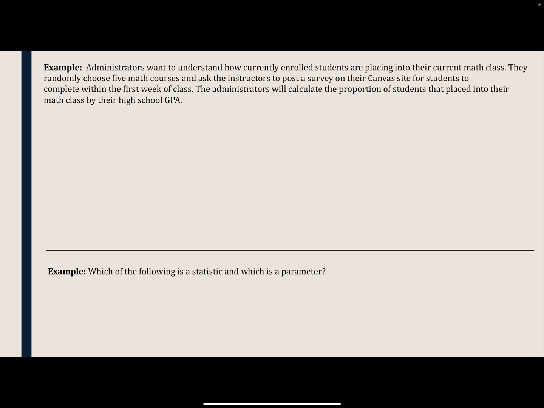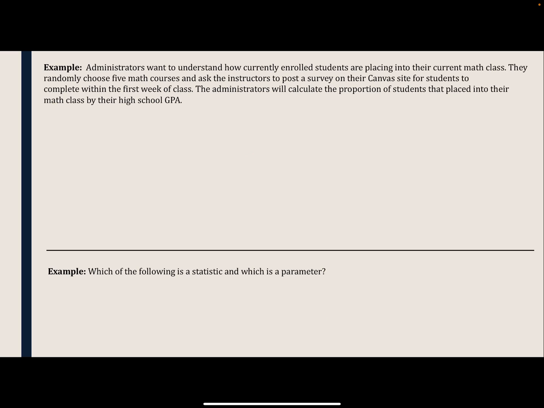All right, let's do an example. Again, you can pause to try to think of the answer before looking at the answer. So administrators want to understand how currently enrolled students are placing into their current math class. They randomly choose 5 math courses and ask the instructors to post a survey on their Canvas site for students to complete within the first week of class. The administrators will calculate the proportion of students that placed into their current math class by their high school GPA.